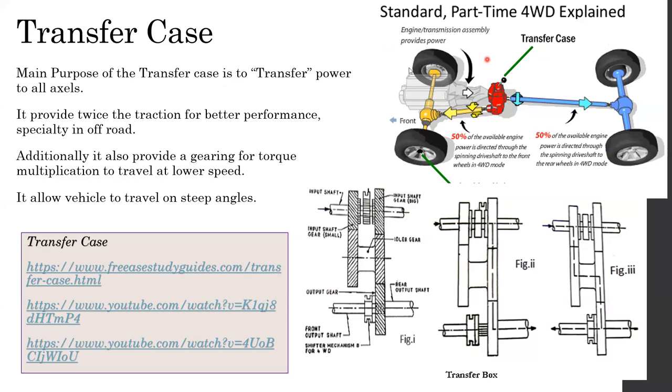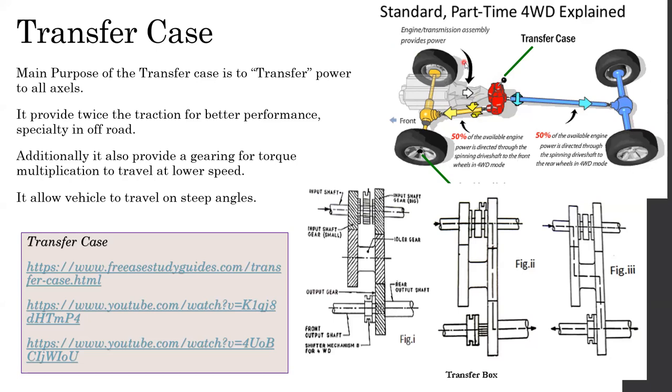The image on the top is showing you a four-wheel drive system. As you can see here, you have the gearbox over here. At the end of the gearbox, at the extension housing, you have this transfer case. The transfer case is bolted to the extension housing. This transfer case has two shafts going front and rear. The yellow shaft is going to the front and the blue shaft is going to the rear wheels.